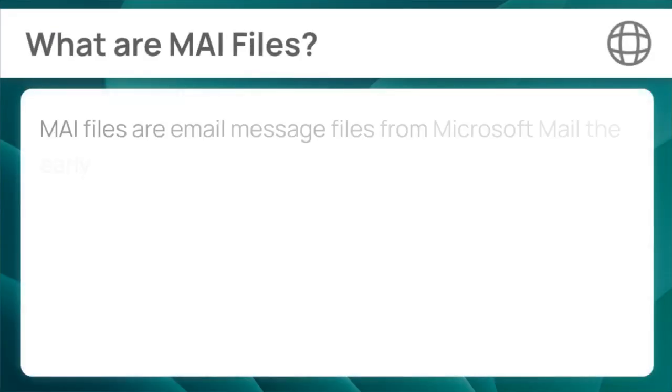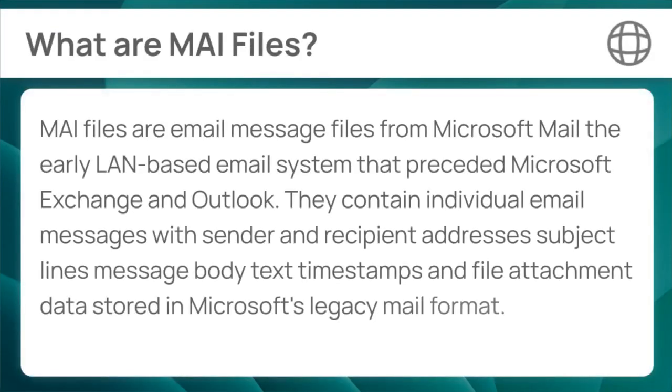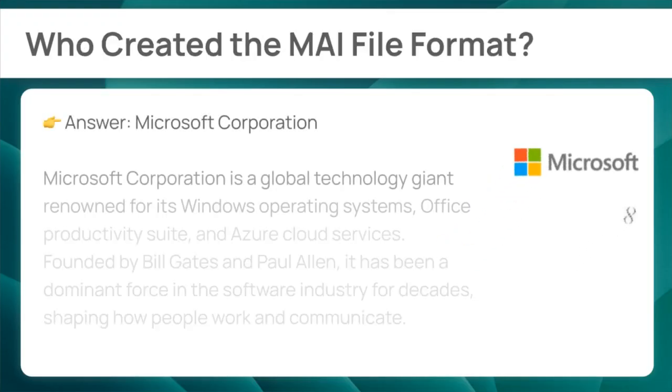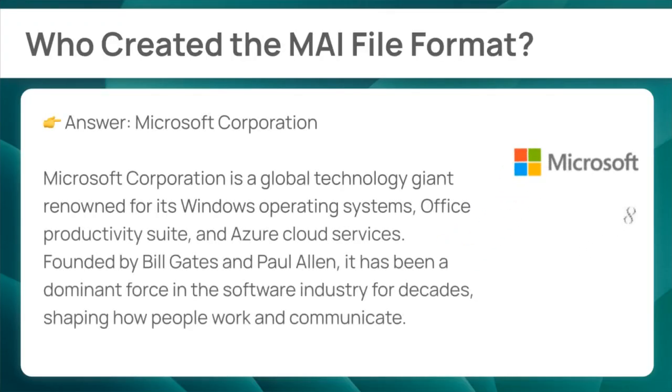MAI files are email message files from Microsoft Mail, the early LAN-based email system that preceded Microsoft Exchange and Outlook. They contain individual email messages with sender and recipient addresses, subject lines, message body text, timestamps, and file attachment data stored in Microsoft's legacy mail format.